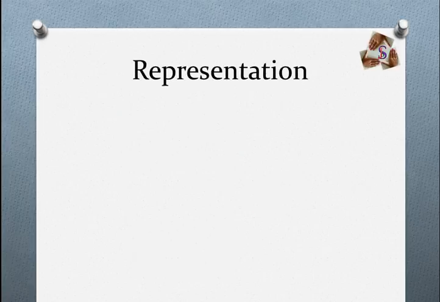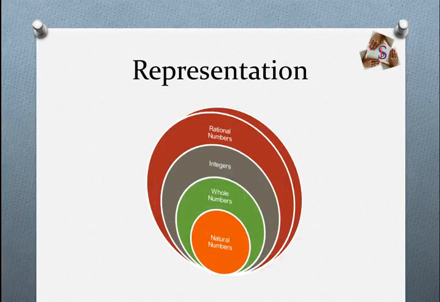Now let us see its representation. So what do we see here? Natural numbers are subsets of rational numbers. Whole numbers are subset of rational number. Integers are subsets of rational number. So what does this mean? All natural numbers are rational numbers. All whole numbers are rational numbers. All integers are rational numbers.